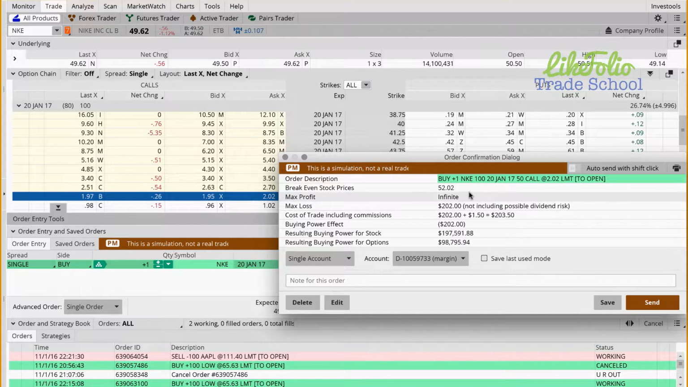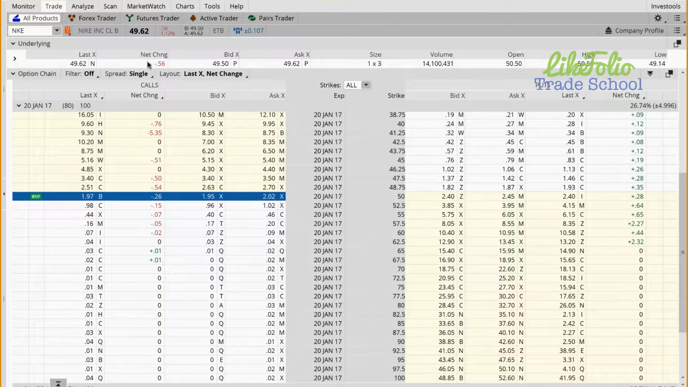So it tells you the max profit is infinite, max loss is $202 since we're just looking at one contract here. And it gives you the cost including the commission, so it's telling you your commission is going to be $1.50 on this one contract trade. Buying power effect, $202. Then it just gives you the resulting buying power for stock and options. You would hit send to route that.